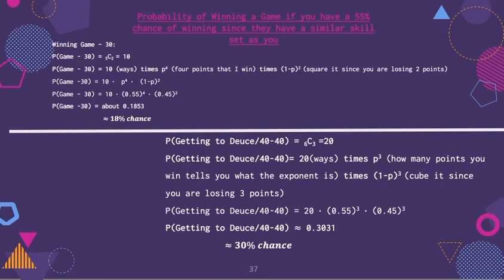Winning a game 30 is 5 choose 2, because there's 10 ways, times p to the fourth because there's 4 points, times 1 minus p squared because you're losing 2 points. That is an 18% chance.